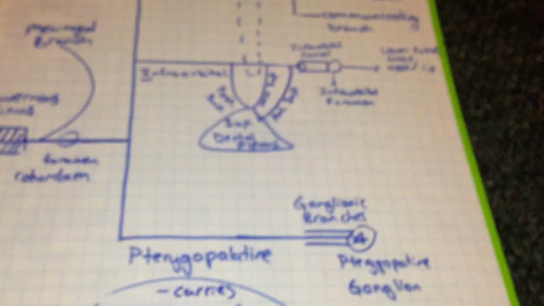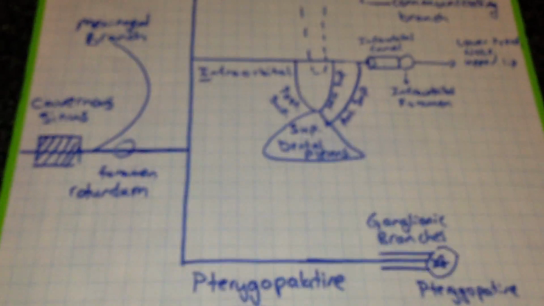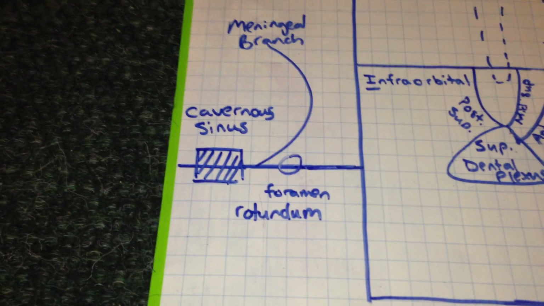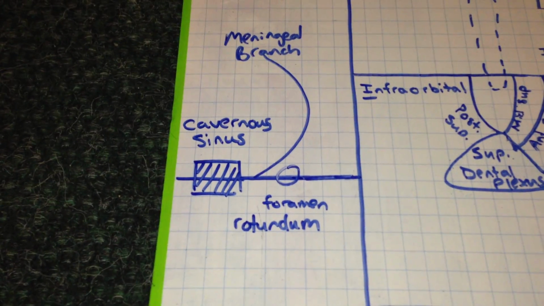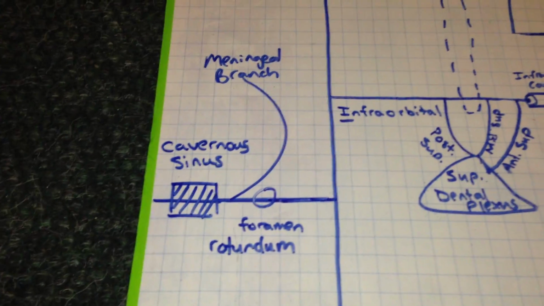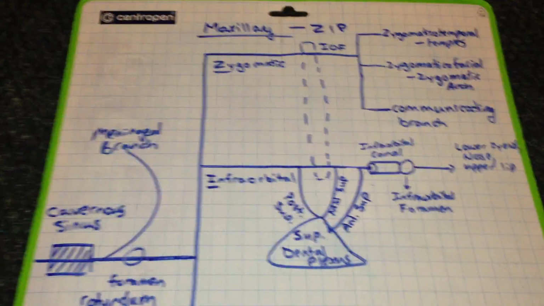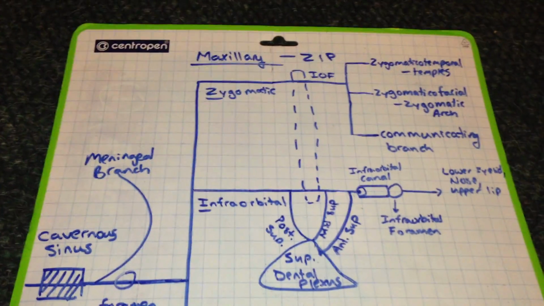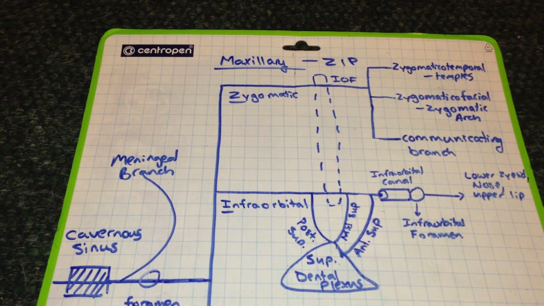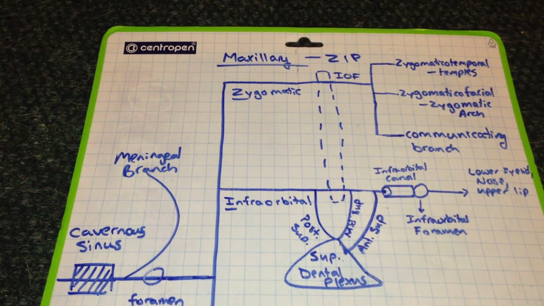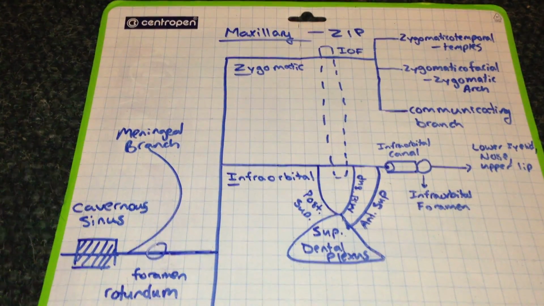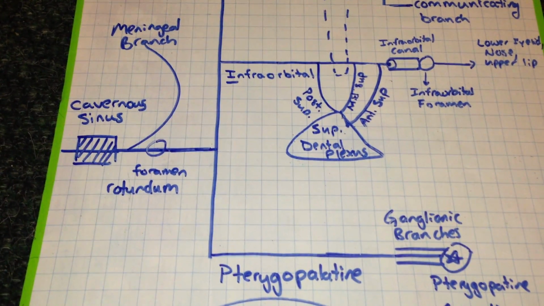Now, going back to the maxillary. Once the maxillary goes through the cavernous sinus and gives off the meningeal branch, it's going to enter the foramen rotundum to give off its 3 branches. Okay, just like the ophthalmic, it has 3 branches. And the acronym you can remember that with will be ZIP. Its first branch is going to be the zygomatic, then the infraorbital, and then the pterygopalatine.